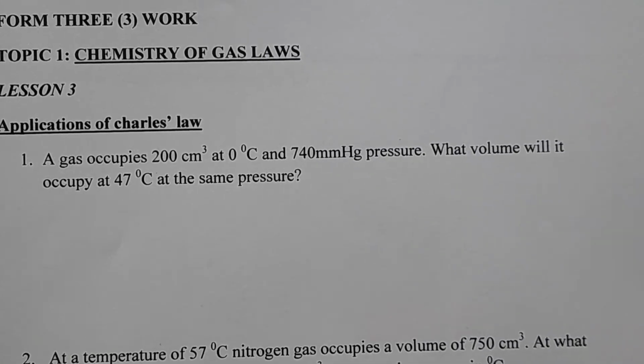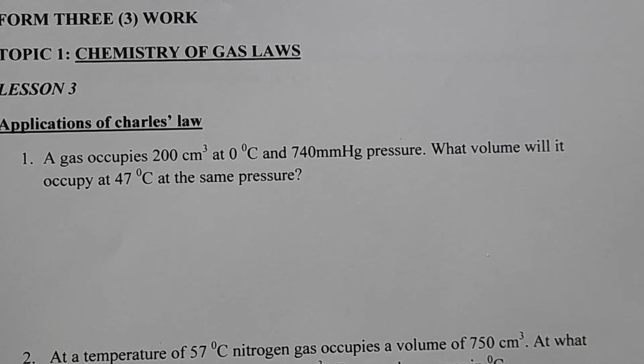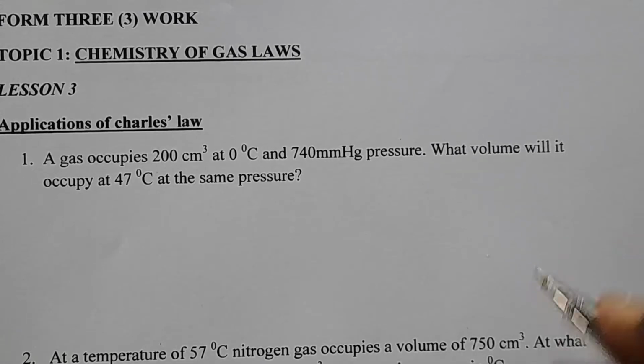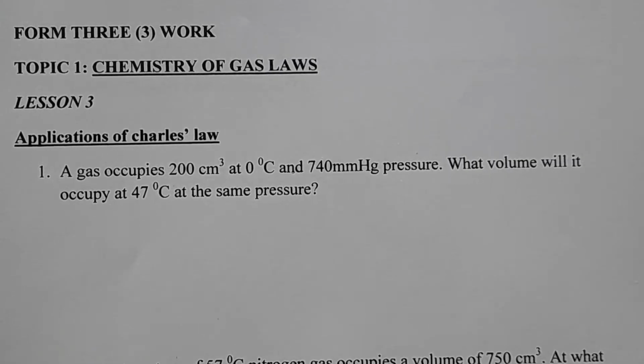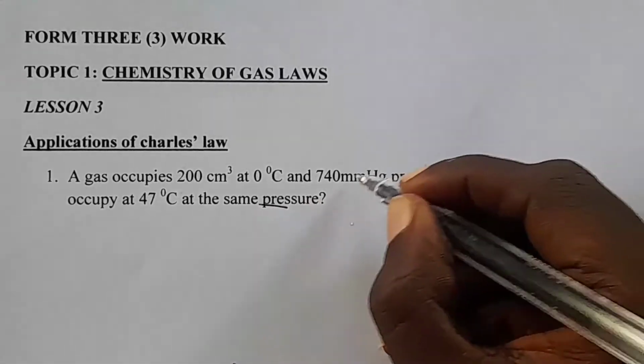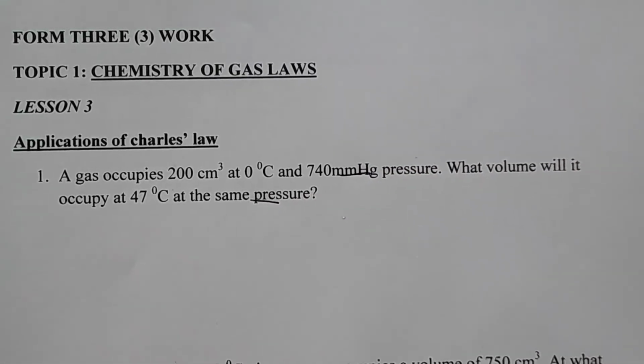A gas occupies 200 centimeter cube at 0 degrees Celsius and 740 millimeter mercury pressure. What volume will it occupy at 47 degrees Celsius at the same pressure? Remember what you have said on Charles law? Charles law states that the volume of fixed mass of a gas is directly proportional to its absolute temperature at a constant pressure. So pressure is constant. That means we are not going to use it in calculation.